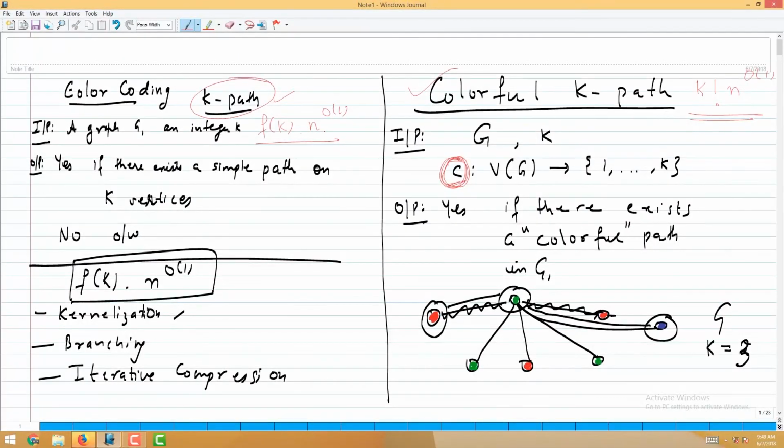So what do we want to prove? We chose a coloring uniformly at random. Basically, we want to compute the probability that, if there was a k-path in G, this coloring makes this k-path colorful. If we can compute this probability, then this is the probability with which our algorithm is always correct. So if the answer was yes, then with probability at least the same as the probability with which the coloring makes the vertices of this k-path colorful, the algorithm will output the correct answer.